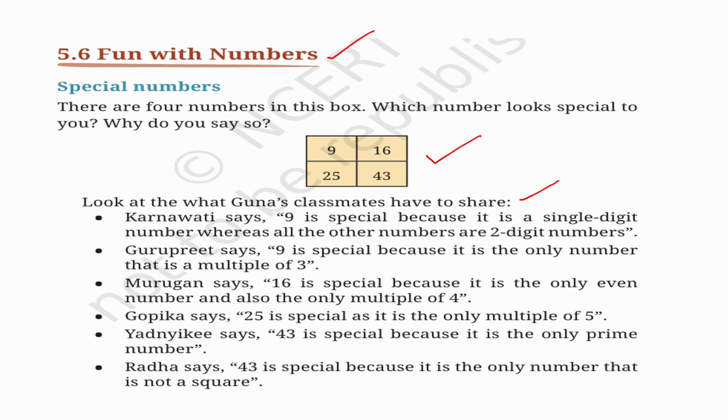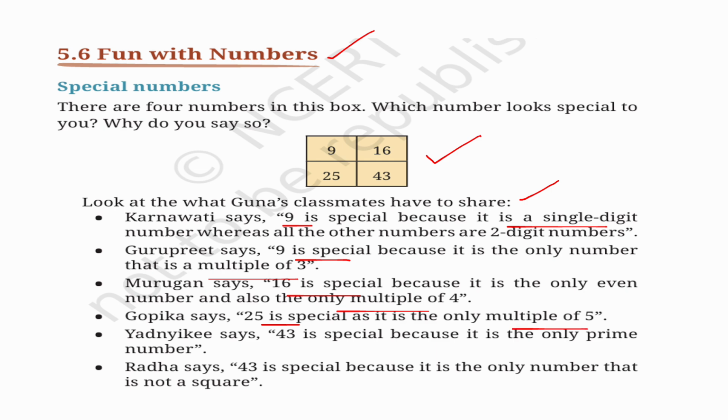Karnavati says 9 is special because it is a single digit number, whereas all the other numbers are 2-digit numbers. Gurupret says 9 is a special number because it is the only number that is a multiple of 3. Then Murugan says 16 is special because it is the only even number and also the only multiple of 4. Kobiga says 25 is special as it is the only multiple of 5.